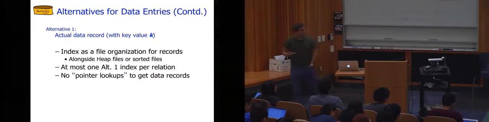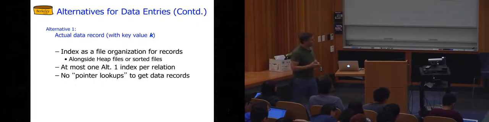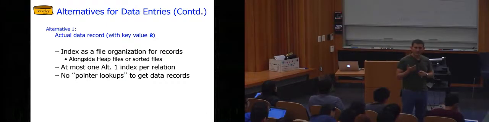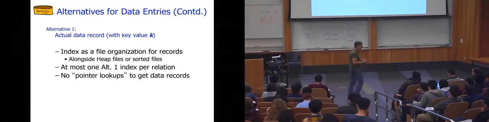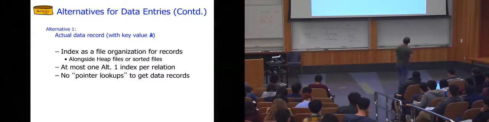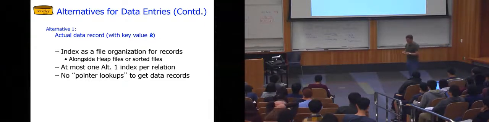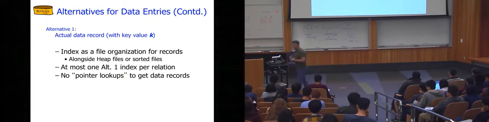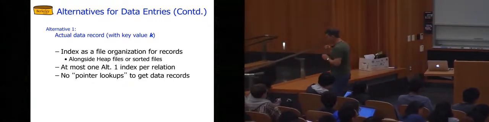All right, so let's go through these alternatives a little bit. Alternative 1, we store the actual data record. The index in that case is actually the file organization for the keys. So this is what that clustered file I was talking about was. If you have a clustered index, alternative 1, it's a storage of a relation. Okay? All the tuples of the relation are stored in there. So we can compare it to heap files and sorted files. Now, we're only going to allow you to have one alternative 1 index per relation, because we're only going to store each full tuple once in the database.